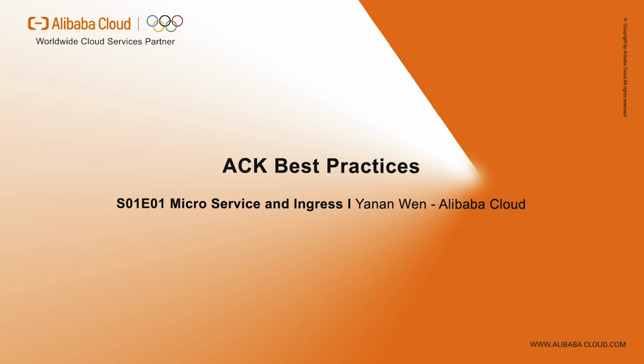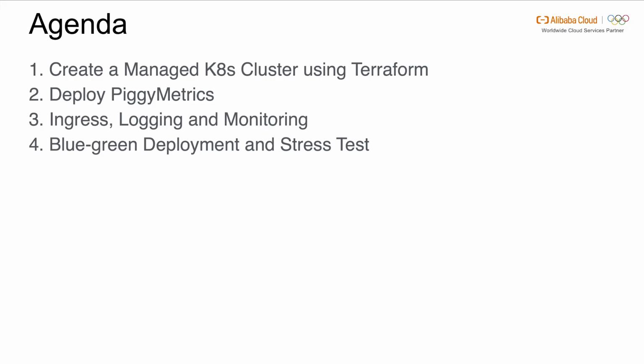Today we will try to deploy a microservice in around 10 minutes, and also we will explore Ingress with Alibaba Cloud. The first thing we want to do is to create a managed Kubernetes cluster using Terraform. Then we will deploy Piggy Metrics. Piggy Metrics is based on Spring Cloud. It's a very good use case for demonstrating microservices. And then we will deploy Ingress, and then we explore how to use logging and monitoring with Alibaba Cloud. Finally, we'll try some blue-green deployments and perform some stress tests.